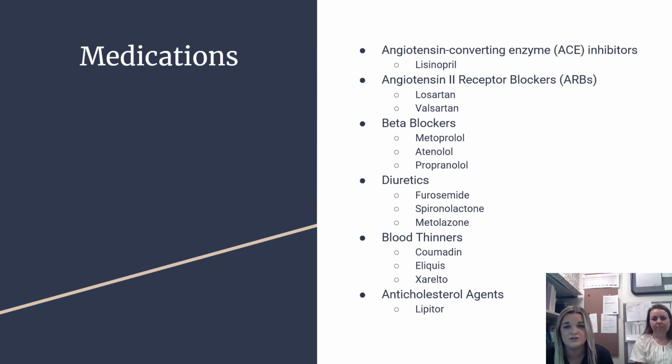A lot of these patients are also going to be on blood thinners like Coumadin or warfarin, Eliquis, Xarelto, Plavix. They get a different blood thinner medication based on what procedure they had or if they've had a stent placed. These are going to help make sure that their arteries stay clear from plaque and they don't have all of this buildup to cause a blockage. And lastly, anti-cholesterol agents like Lipitor are going to help patients by reducing their cholesterol and the plaques that may build up in the arteries.